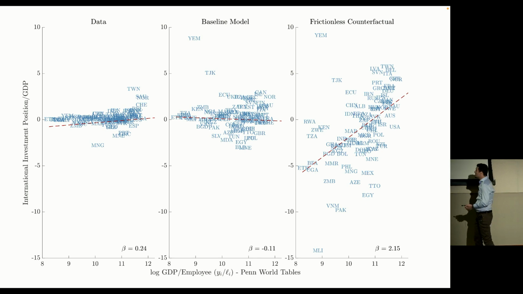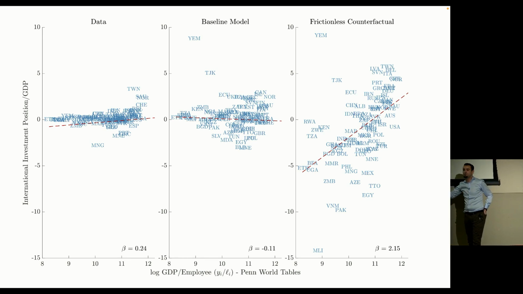The last thing I wanted to show you is what happens to net flows, to net international investment positions. So in these three panels, you have on the horizontal axis log GDP per employee, and on the vertical axis, you have the international investment position of each country as a percentage of GDP. So this is basically the Lucas observation. Let me explain the panels first. The first panel is the actual data. The second panel is our baseline model with all of the frictions in place. And so this basically matches Lucas' observation.